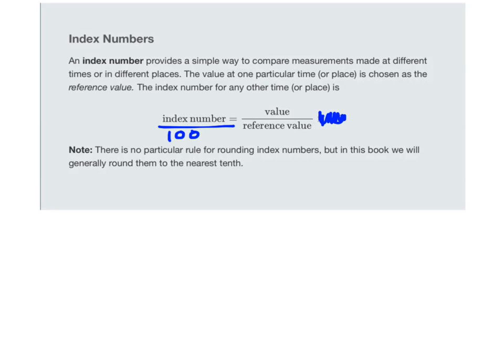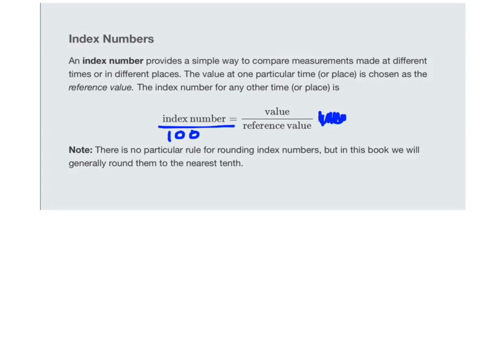As far as keeping track of what goes where, there's some flexibility with proportions. The only thing you really need to do is match things up. So if you put value over reference value, then the index number that goes here is the one that matches the value that you're talking about.